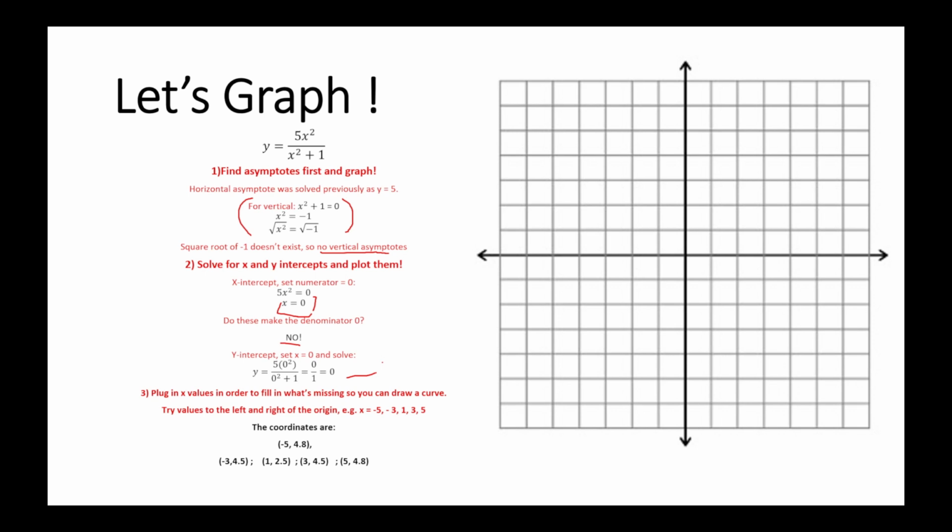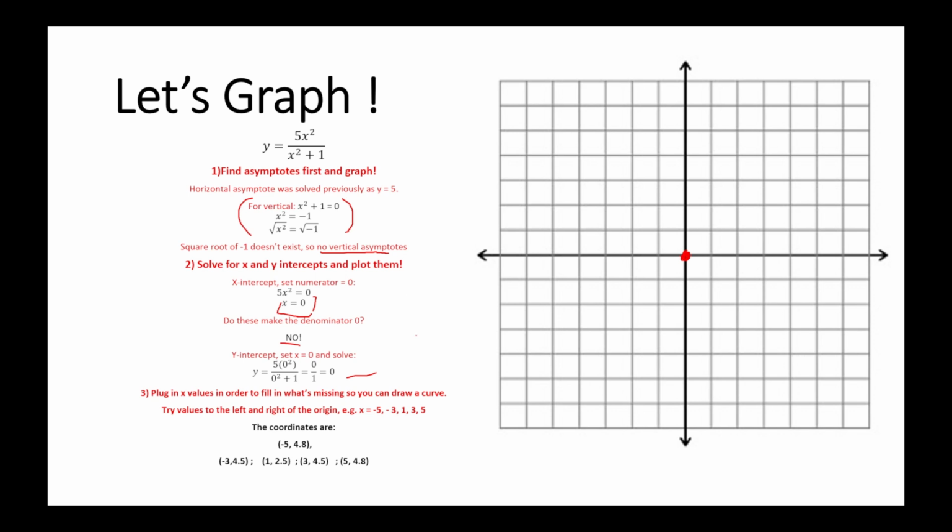So that means we have an intercept at x equals 0, which is here, and the y-intercept here. So that means that we are touching the origin. We're touching the origin here. That's one. And then we also know what the horizontal asymptote is. But that's not enough to draw a graph.